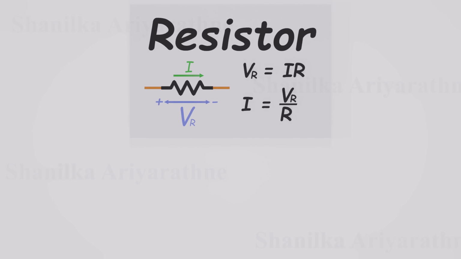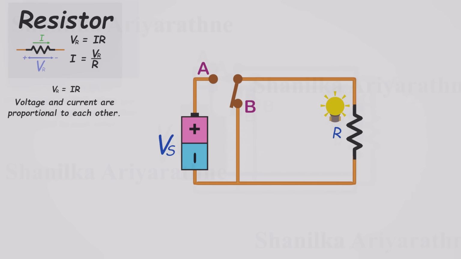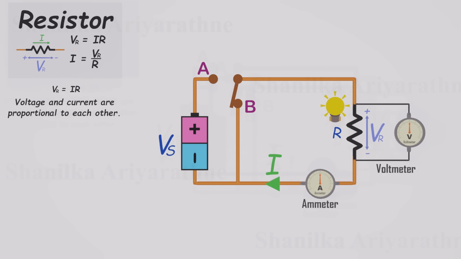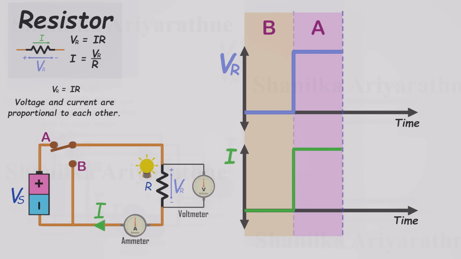Let's start with the resistor. The equation tells us that voltage and current are always proportional to each other. Here's our circuit. I'm measuring the voltage across the resistor and the current through it and plotting both on a graph. When the switch is in position B, the power source is disconnected, so both voltage and current are 0. Flip the switch to A, voltage appears across the resistor and the current instantly follows. Flip it back to B and both drop to 0 again.